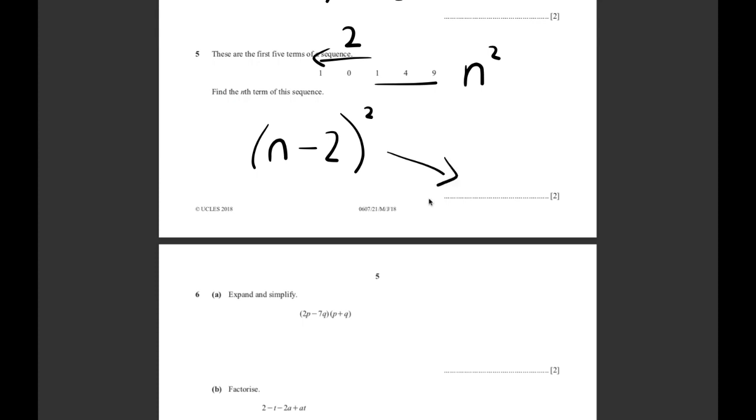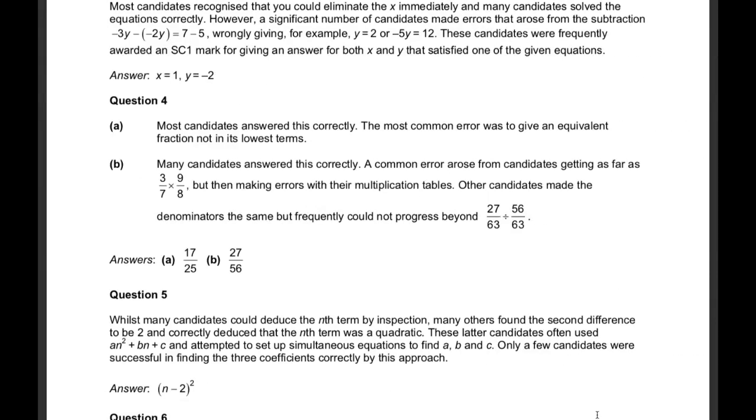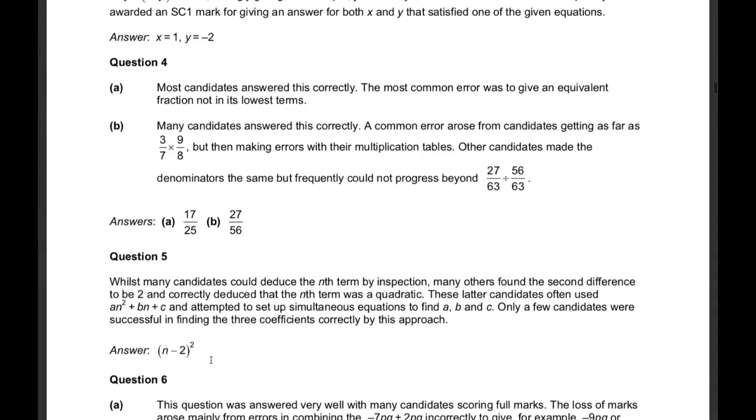There are other methods looking for differences, but I think that's a neat way of answering a nice 2-mark question to get that in the exam. The mark scheme likes that approach, in leaving it as n minus 2 squared. As you can see, some did it using the simultaneous equation method. As you can see, only a few candidates were successful in doing that approach because it's quite complicated for a 2-mark question to be doing that kind of method.